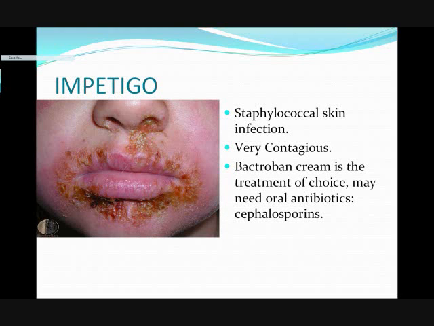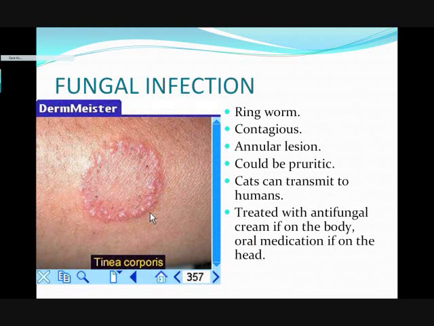This is tinea corporis. This is an example of ringworm. It has that ring look. It's a fungal infection. You see this a lot with children. Preschools, daycares, one kid has it, they're all touching, licking, sneezing. It's contagious. It's called an annular lesion. It could be pruritic, meaning raised and red. Sometimes it's flat as well and dry. Cats usually give it to humans. That's where it began.